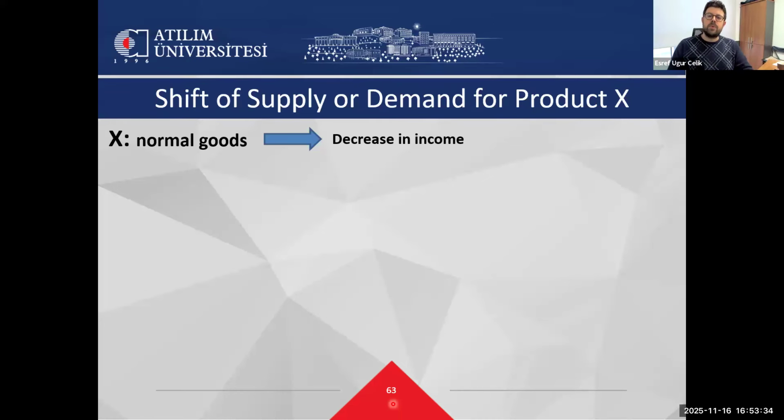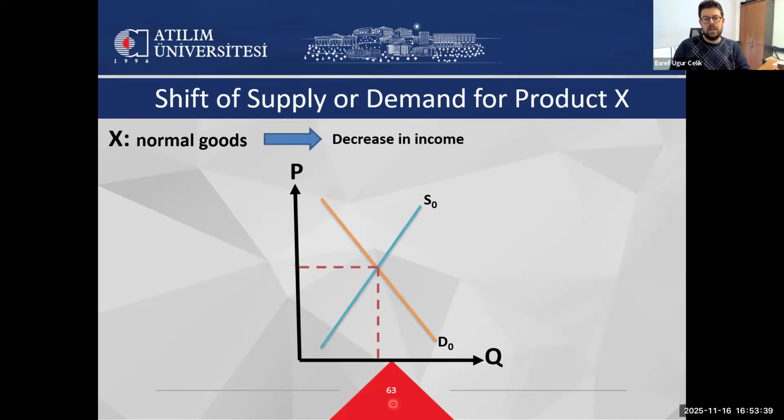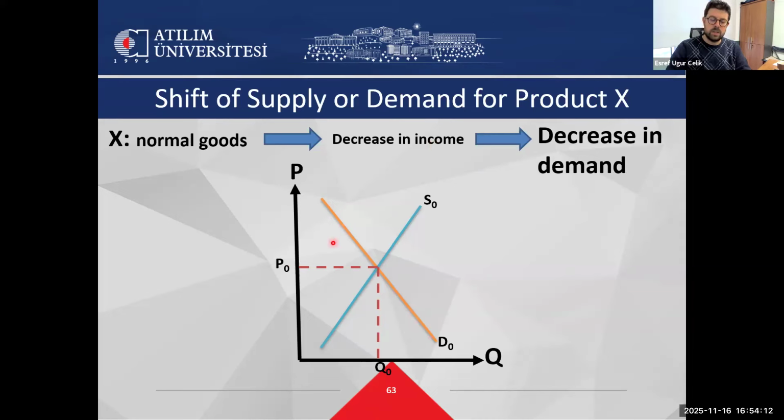What happened to equilibrium price and equilibrium quantity? This is our initial starting point. X is a normal good. The condition is a decrease in income. What do we know about the relation between normal goods and demand? The same direction. So when a decrease in income happens, what happens to demand for the good? Decrease in demand. That means the demand curve is shifting to the left.